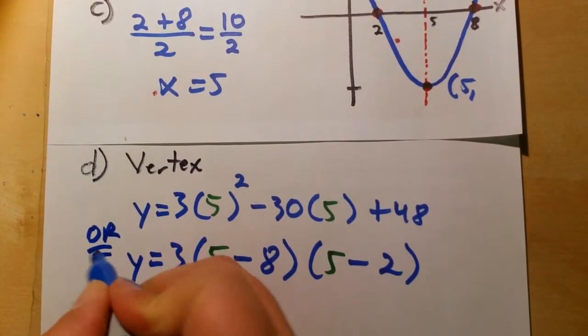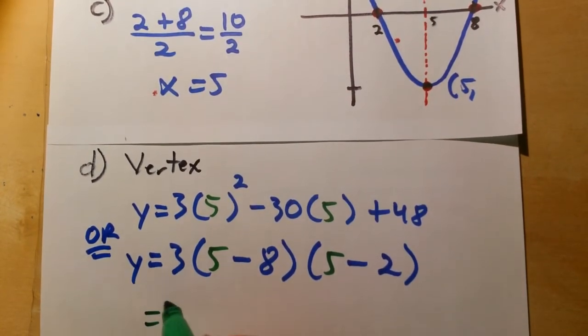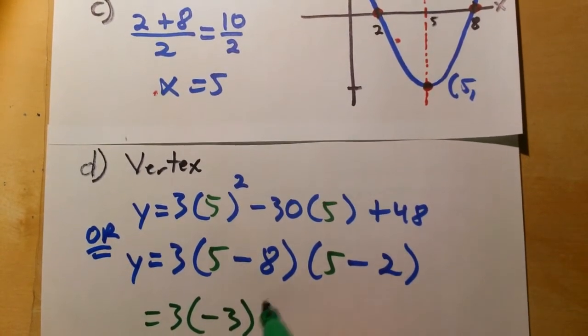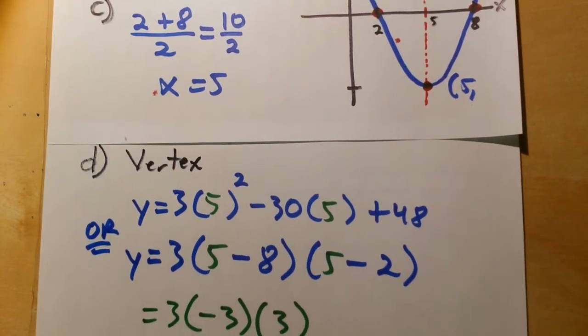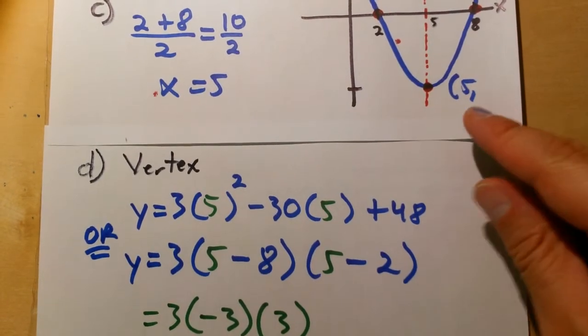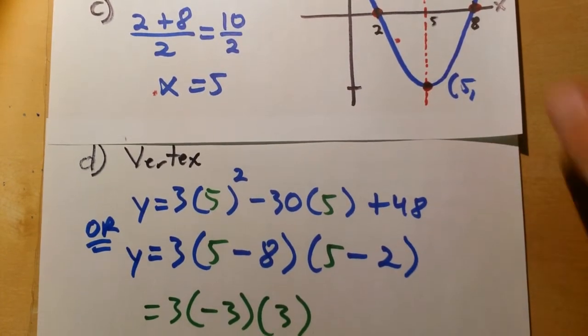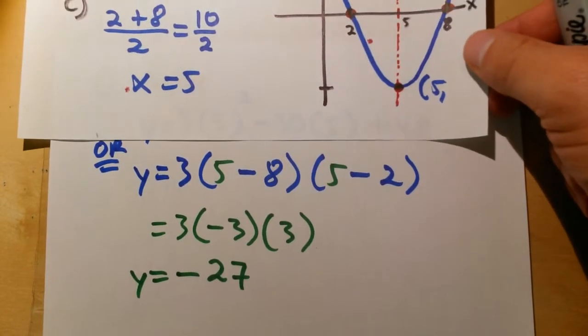So either way, it will work. Well, let's use the one in the factored form. So basically we get 3, what's 5 minus 8? It's minus 3. What's 5 minus 2? 3. So the answer of this will be negative 3 times 3 times 3, 27. So this means that this is our y value. So the coordinates of the vertex are, we already know that it's 5 because we saw this here. It's minus 27, pardon.